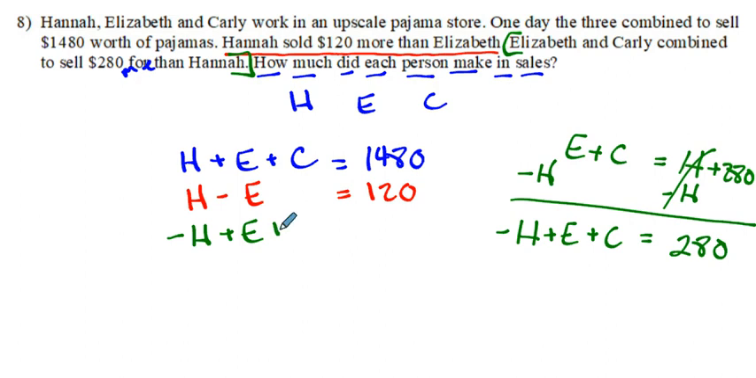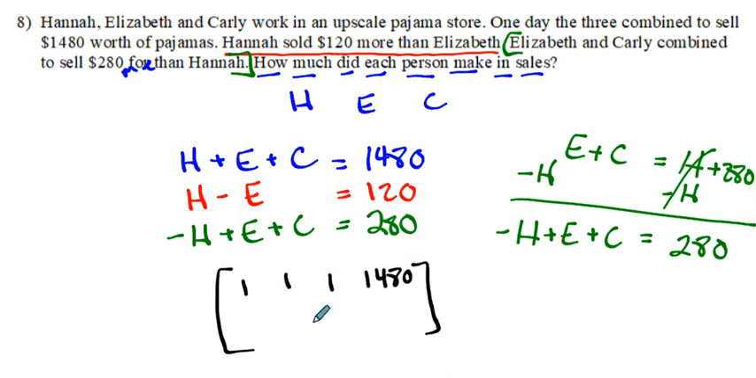And if you're thinking back to the old school way, hopefully you would see here that we could eliminate quite a bit of stuff here if we wanted to and probably solve this pretty easily. But I still would wager that this will be a little faster using a matrix. 1, negative 1, 0, 120, negative 1, 1, 1, 280.